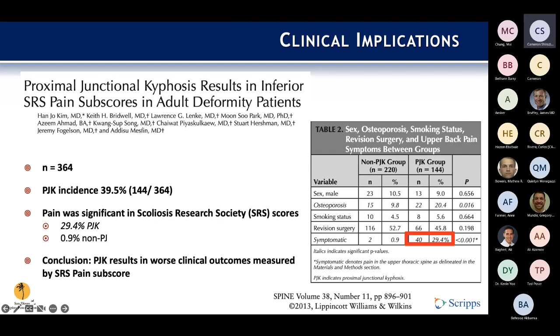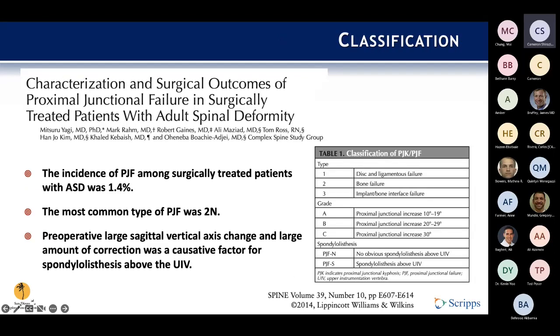And then the incidence of upper back pain was highly predictive of PJK. In this study, it had an odds ratio of about 12.5, so that should be something you take into account when you're seeing these patients and they have pain proximally.